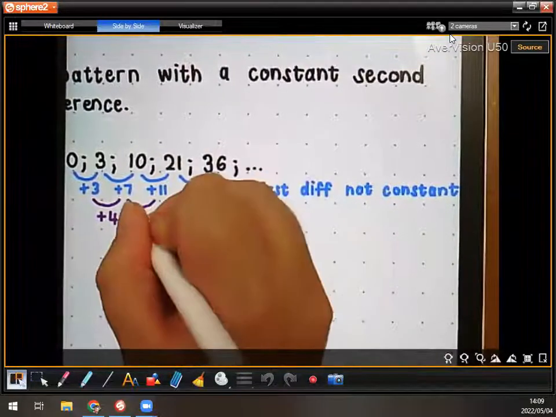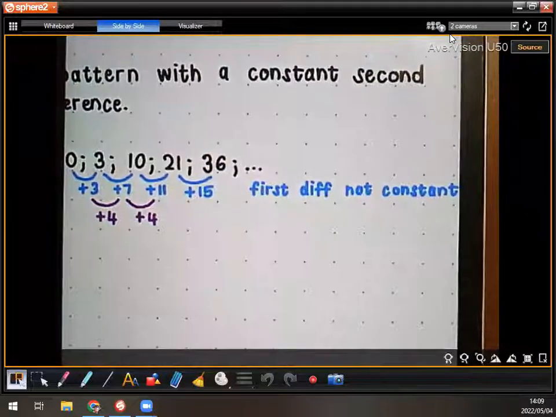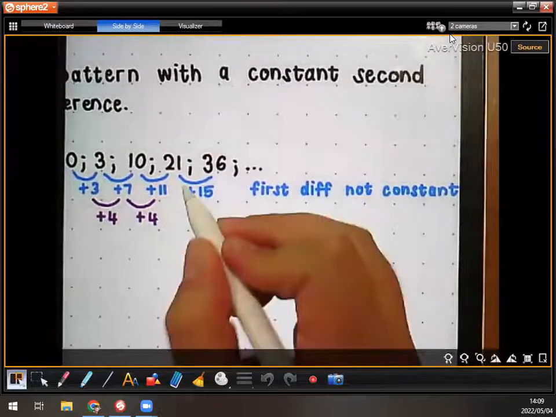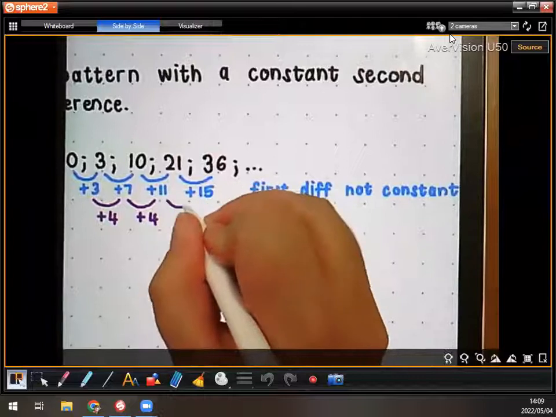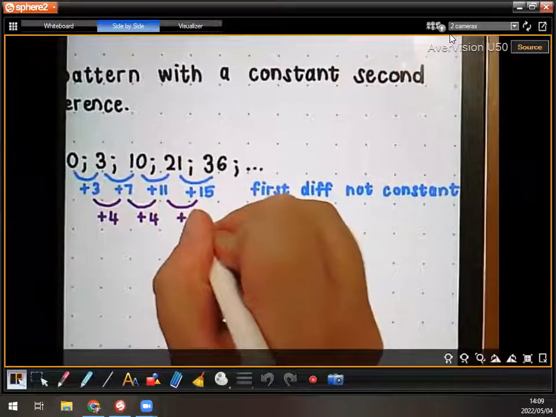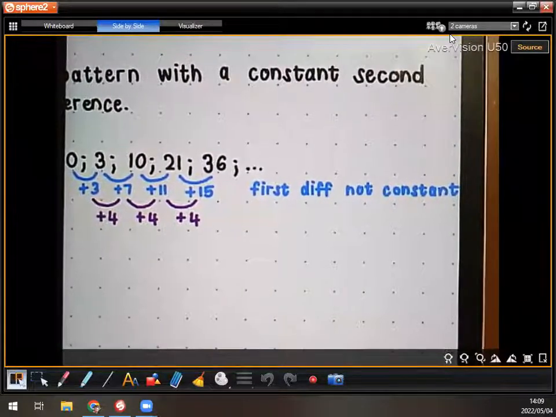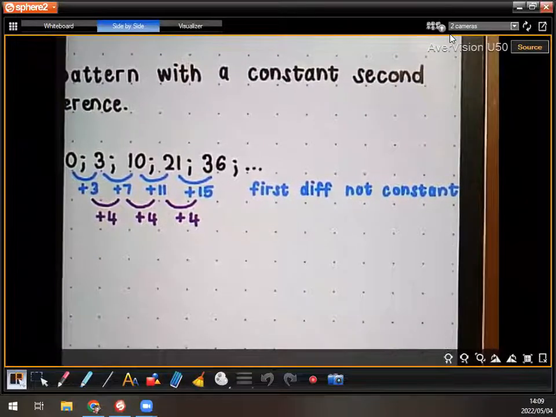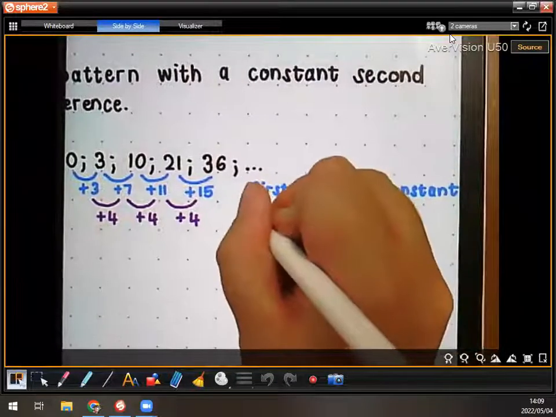So there we see now that the second differences are going to be constant in this case. From 11 to 15, I'm also adding 4. There we go. All right, so the second differences in this case are constant. We have a constant second difference.